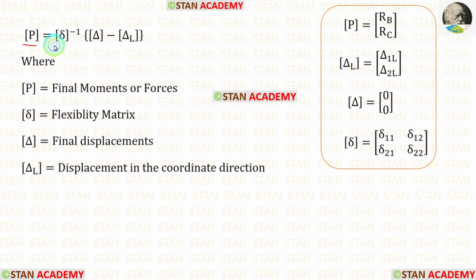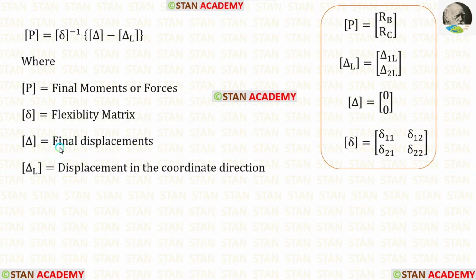P matrix is equal to delta matrix inverse into delta matrix minus delta L matrix. Inside the P matrix, we will have RB and RC because these are the reactions we have removed. Inside the delta L matrix and the delta matrix, we will have two values because in this analysis there are two coordinates. The size of the delta matrix will be 2 cross 2 since the coordinates are 2.